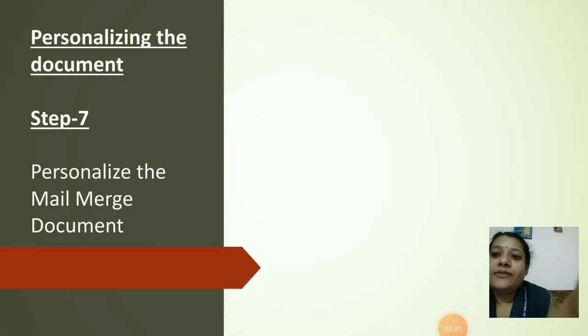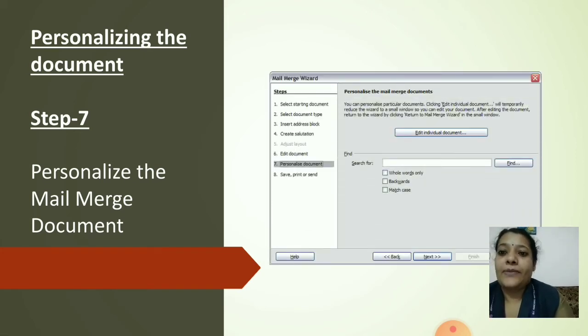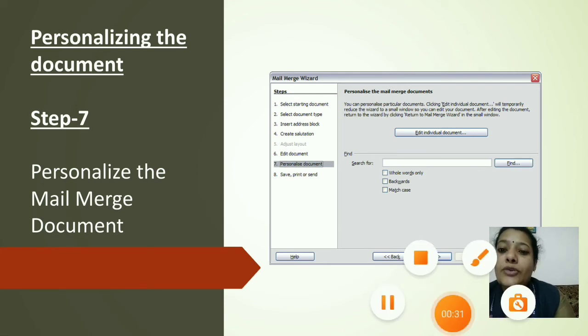Next we will move to the next step, that is personalizing the document. Personalize the mail merge document. In this step, you can change the message or content only for some of the persons. That means if you have something you need to share with certain persons separately, that part we can do.